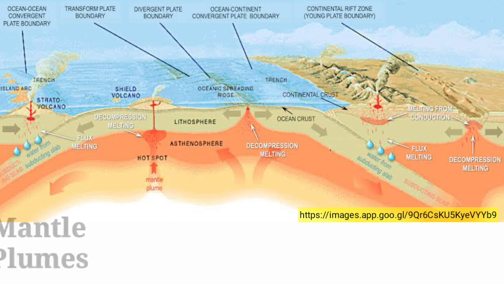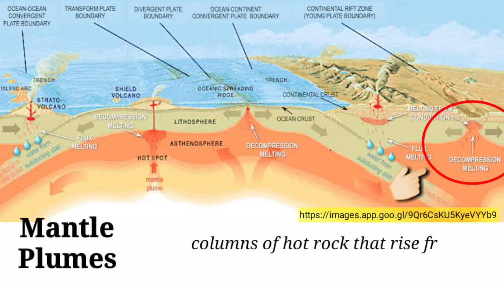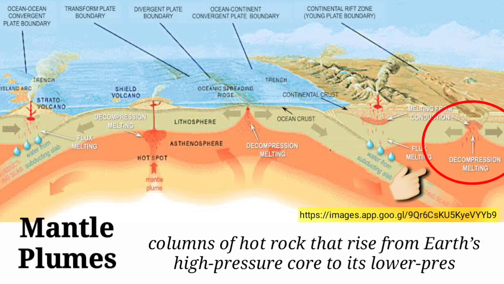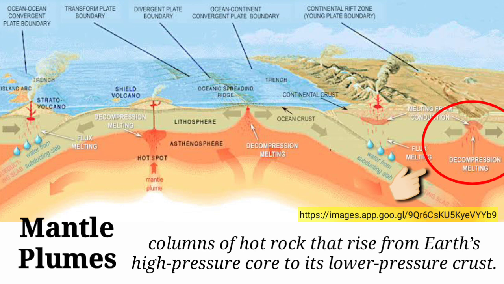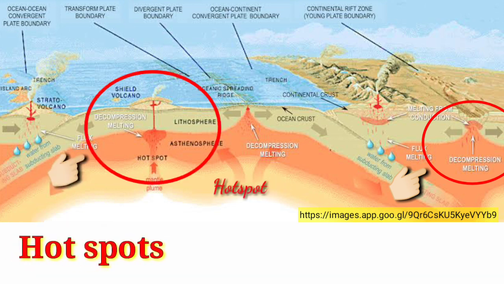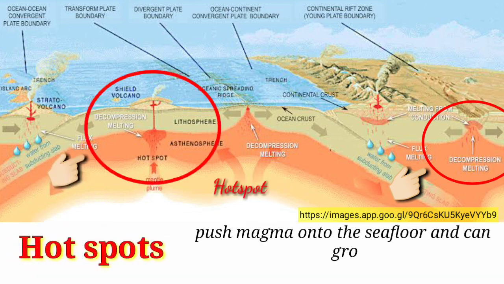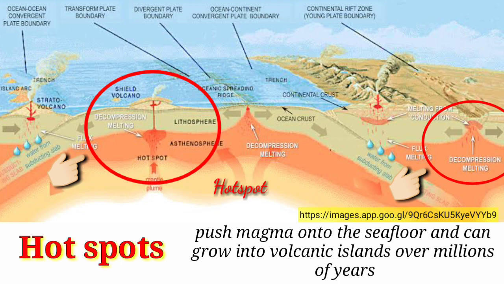Decompression melting also occurs at mantle plumes. These are columns of hot rock that rise from Earth's high-pressure core to its lower-pressure crust. When located beneath the ocean, these plumes are also known as hotspots. These push magma onto the seafloor and can grow into volcanic islands over millions of years of activity.